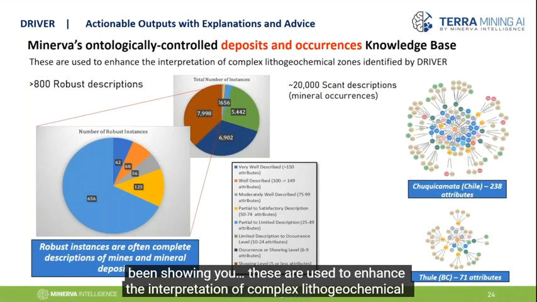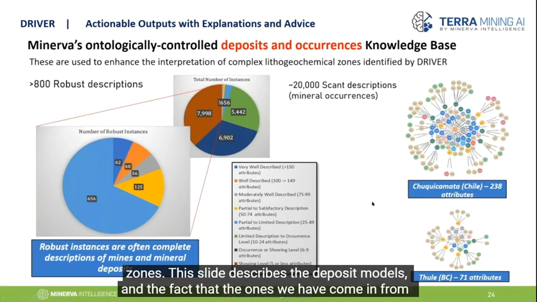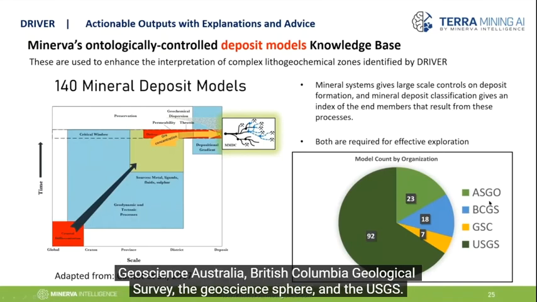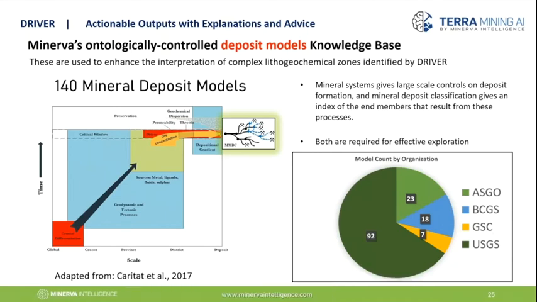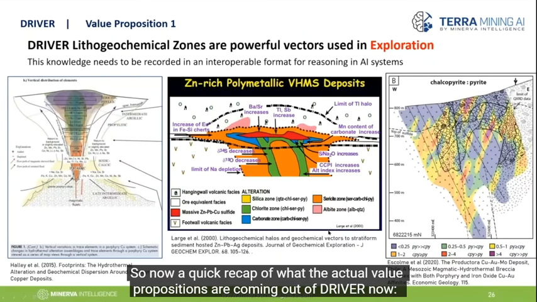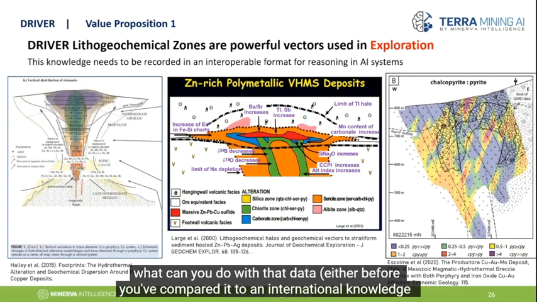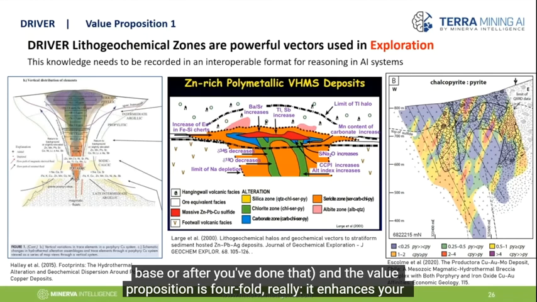These are used to enhance the interpretation of complex lithogeochemical zones. And this slide describes the deposit models and the fact that the ones we have come in from Geoscience Australia, British Columbia Geological Survey, Geoscience here, and the USGS. So now a quick recap of what the actual value propositions are coming out of Driver. Now, not only can you see where the zones are in your drilling or in your mine, what can you do with that data either before you've compared it to an international knowledge base or after you've done that.